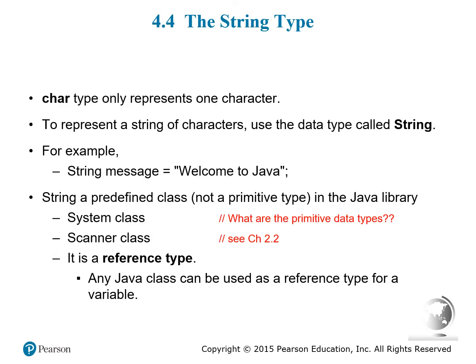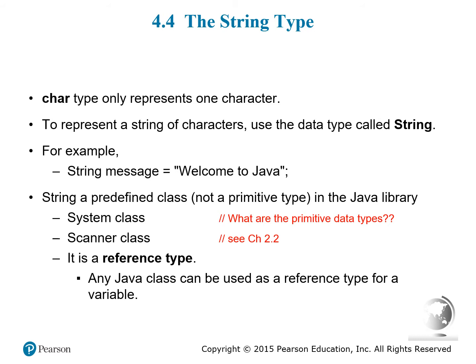The character data type, char, represents a single character. If we want to represent two or more characters, we must use String. You will notice that the char data type begins with a lowercase letter, but String begins with an uppercase letter. This is a clue to an important distinction. The char data type is a primitive data type, while String is actually a class in the Java library.